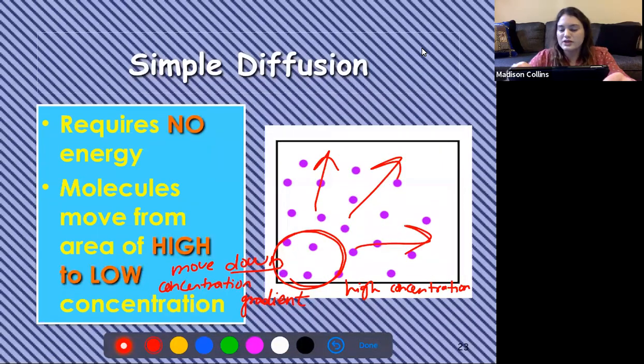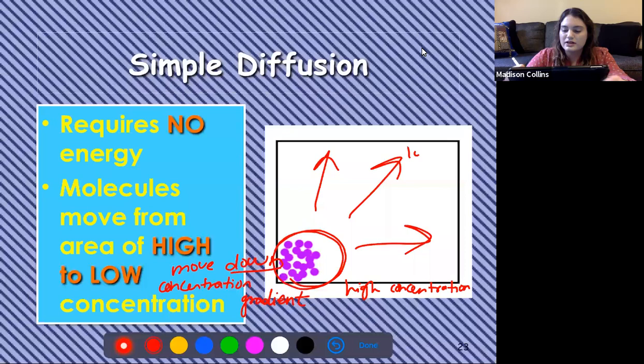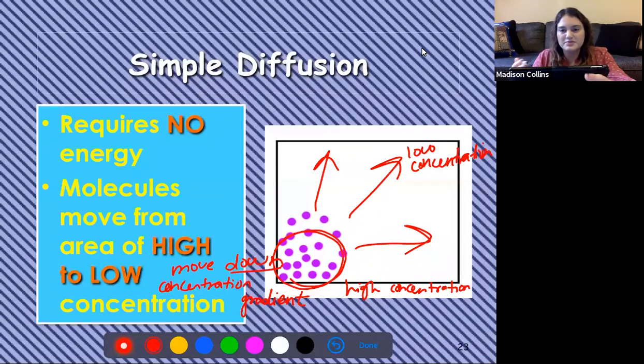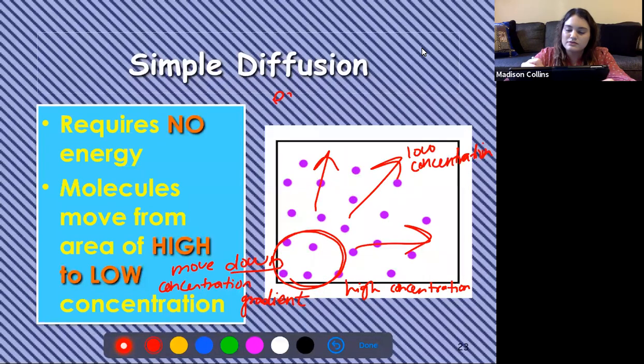They're moving to those areas of low concentration, and they're going to keep moving until there's equal amounts of molecules everywhere. And when we have equal amounts of molecules everywhere, we're going to call that equilibrium.